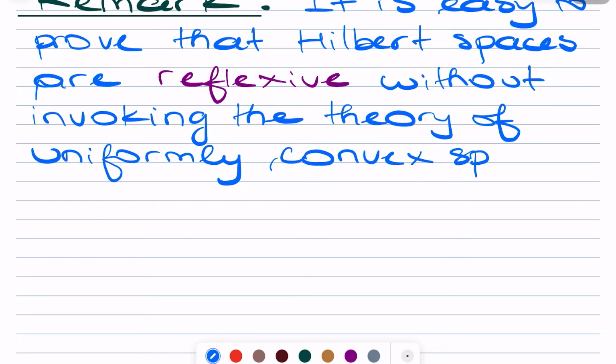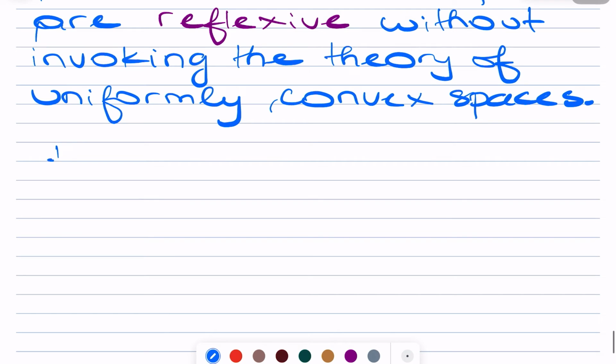Because this is what we did, right? When we wanted to show that a Hilbert space is reflexive, we basically proved that it was uniformly convex, and then invoked the Milman-Pettis theorem. But you can show reflexivity without having to prove uniform convexity and invoke the Milman-Pettis theorem. Right? It's enough. So, well, how can you do that?